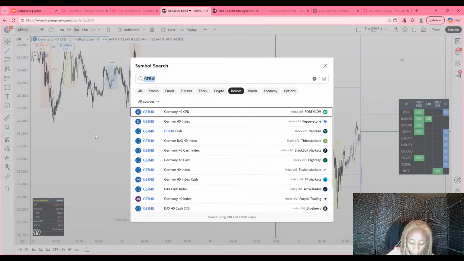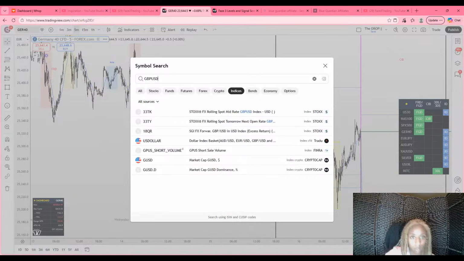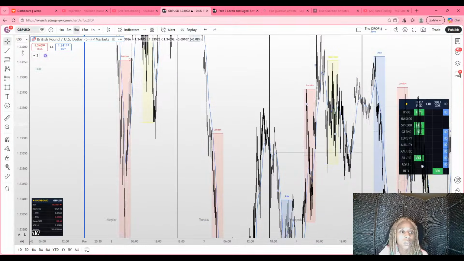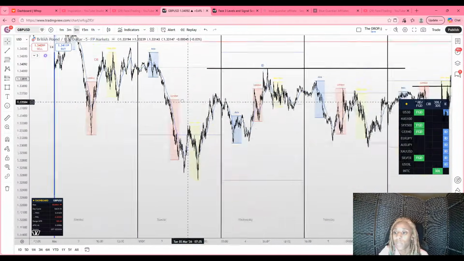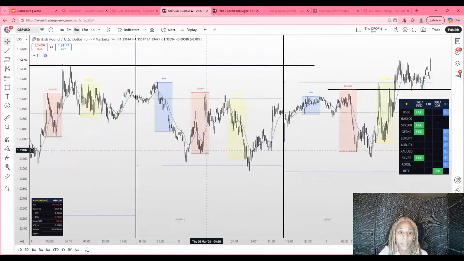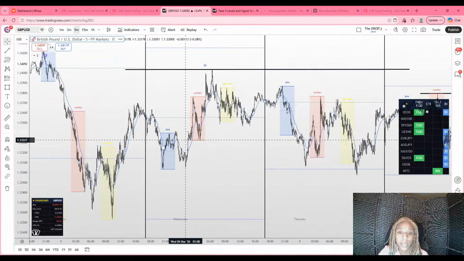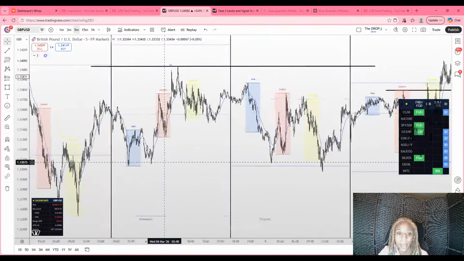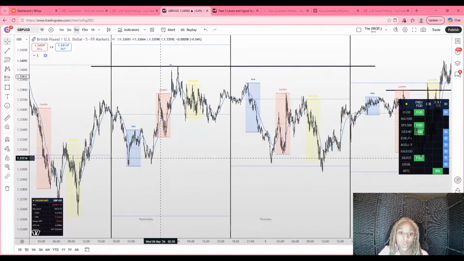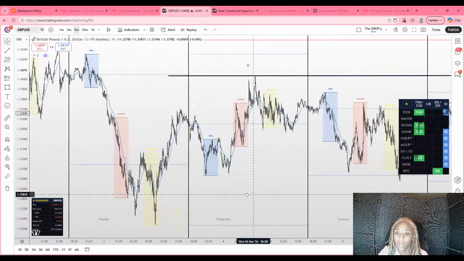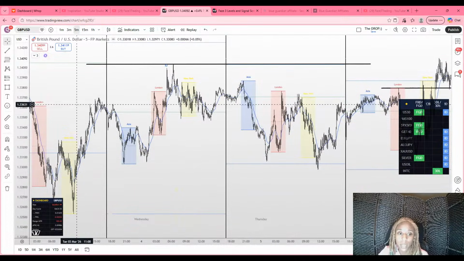Let's see if we can find one on GBP USD. Oh, we have an inside day. Okay, here's one. All right. So we get an inside day on Wednesday. You have a day that false broke the low and closed back inside. And then you have a day where you pump up, right? But you're still in the inside of this range. So the boundaries for the inside day close inside.